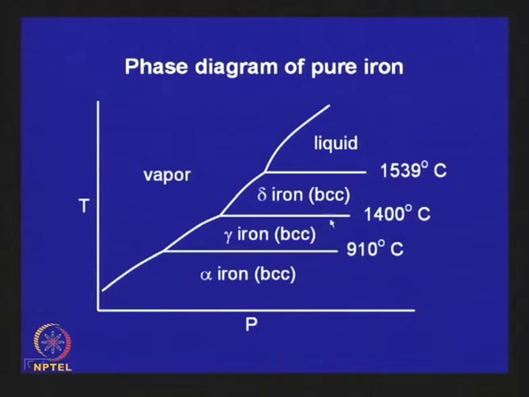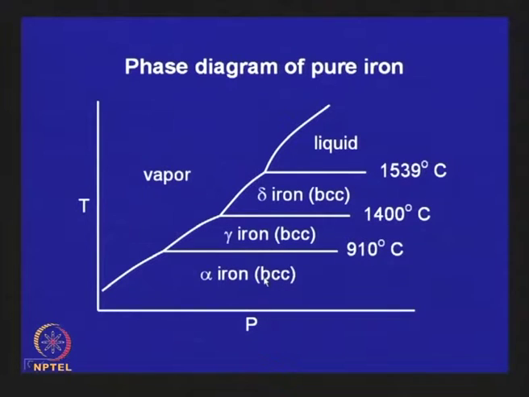At 1400 it again transforms, I think there is a mistake here, please correct, this is face centered cubic, and again here it gets transformed into body centered cubic, and finally at the melting point, 1539, it transforms into liquid. So, you have 2 additional lines. Although I have drawn it as a perfect horizontal, there will be some amount of pressure dependence depending on the volume change which is associated. I leave it to you to find out.